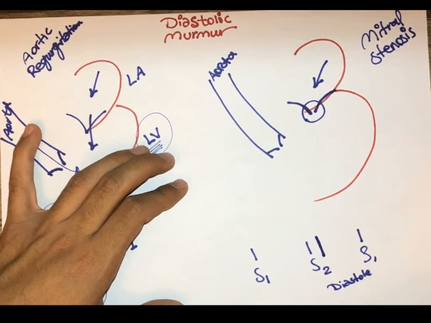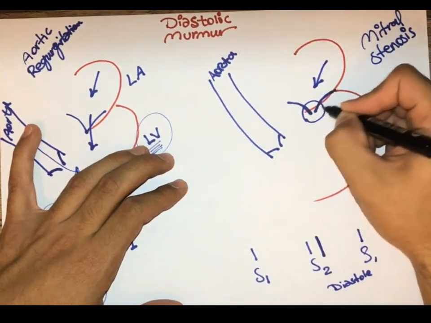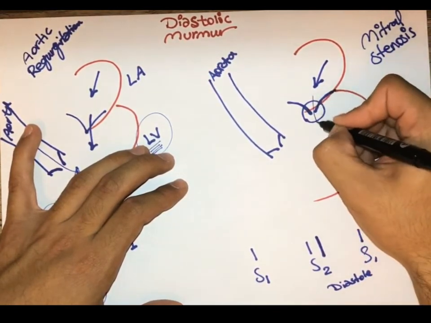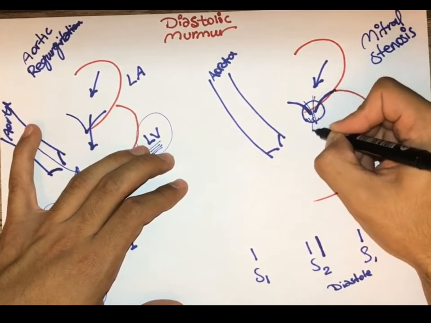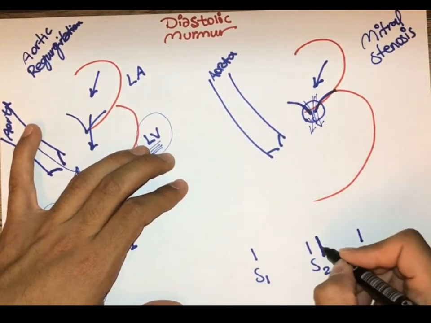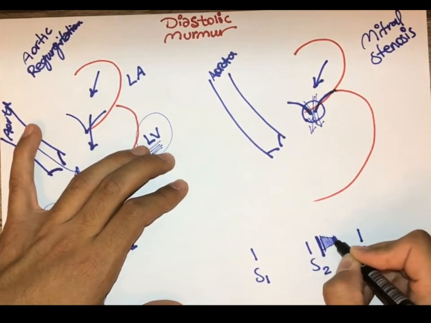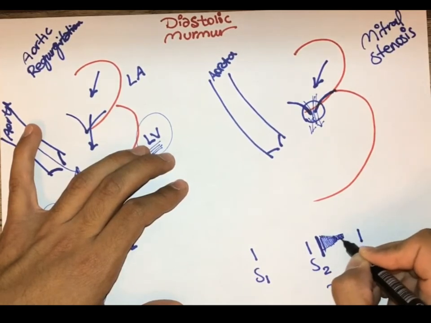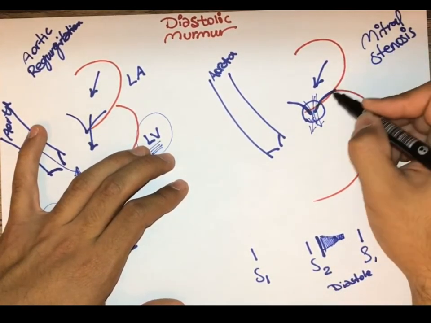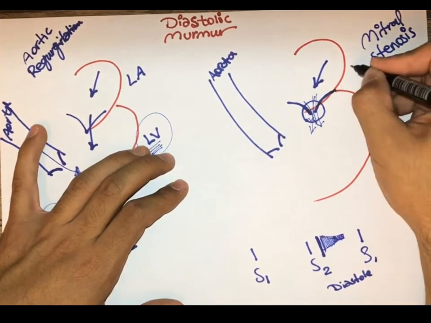We can hear an opening snap. It is not present in all cases, but in most of them we will hear it. And then we will hear the turbulent flow of blood through this incompletely open mitral valve. Due to this flowing of the blood, we will hear the murmur, and it will decrease in intensity as the difference in pressure between the left ventricle and the left atrium decreases.